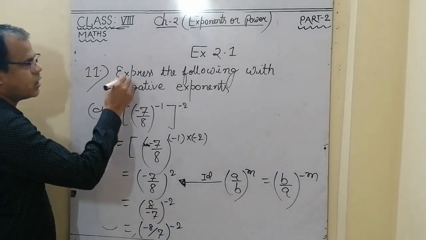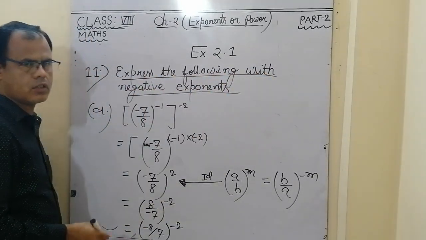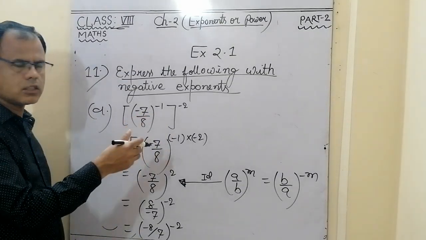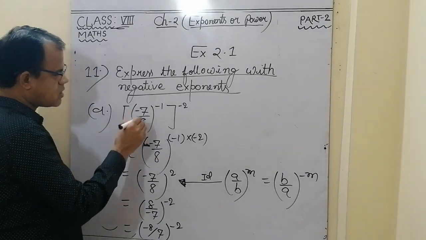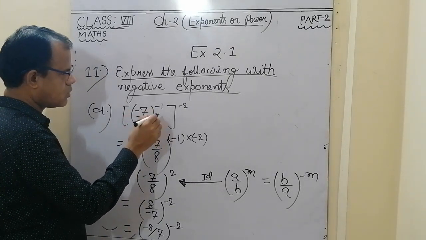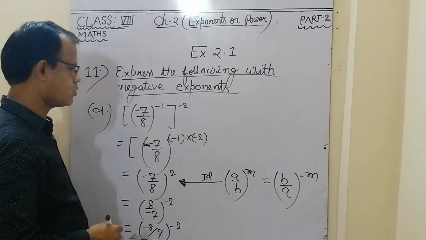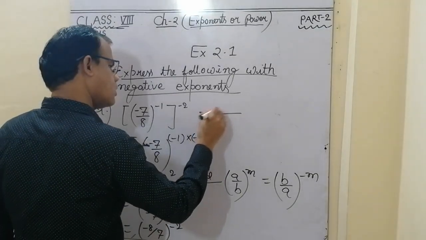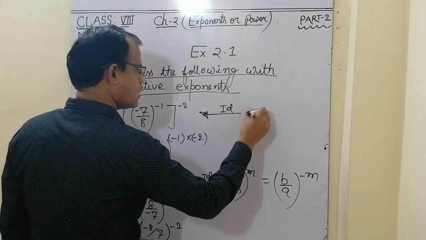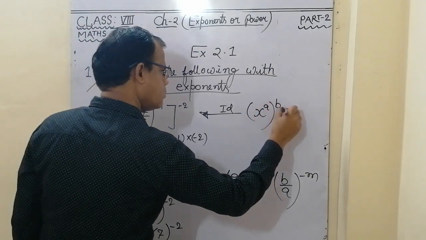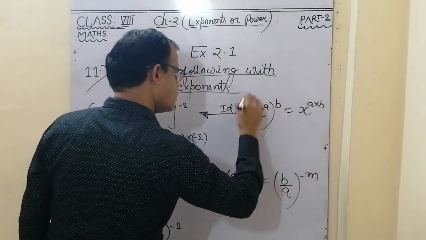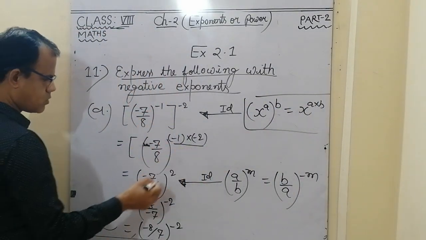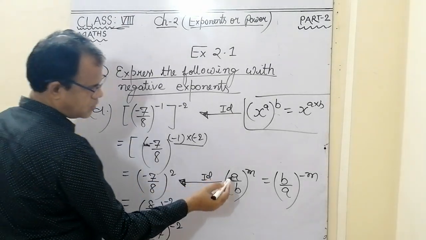Yes, student. Next question. Express the following with a negative exponent. We have to solve this question and turn it into negative powers. So look here. Here (−7/8) raised to the power minus 1, raised to the power minus 2. Two powers are there. So as we know, here we use the identity (x^a)^b becomes x^(a×b). So we multiply the powers minus 1 and minus 2, so it becomes 2.